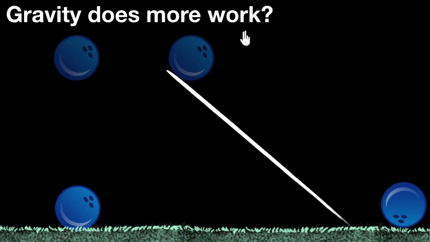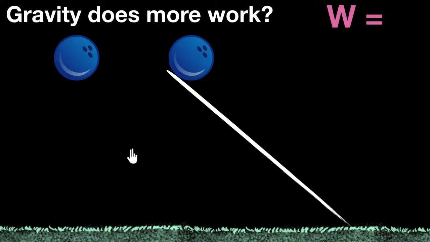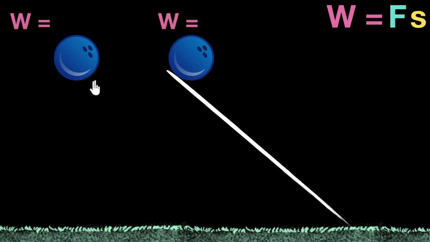Okay, so let's see. How do we answer this question? First, we need to know how to calculate work. We know work done equals force acting on a body multiplied by the displacement of that body, right? So let's try and figure out the work done in both these cases. Now, which is the force that's acting on them? Since we're interested in gravity, that's the force we should talk about.